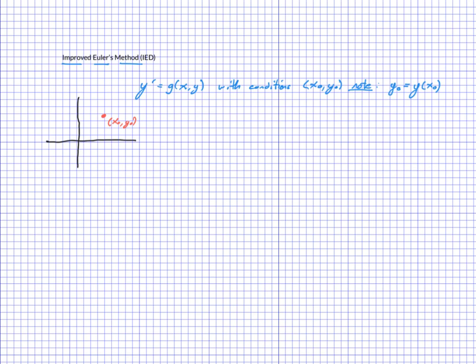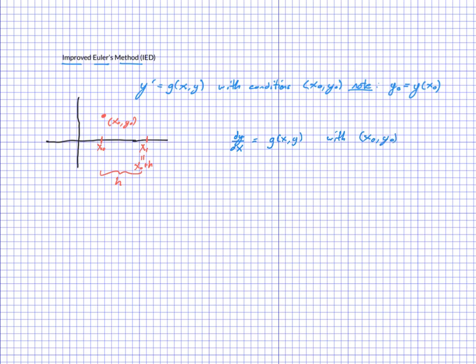And just like before, we're going to start at x naught, and we're going to move over to x1, which is really just equal to x naught plus h. And that's our distance h from those two. Now what I'm going to do is take the original differential equation, dy over dx is equal to g of x comma y, with the initial conditions x naught and y naught.